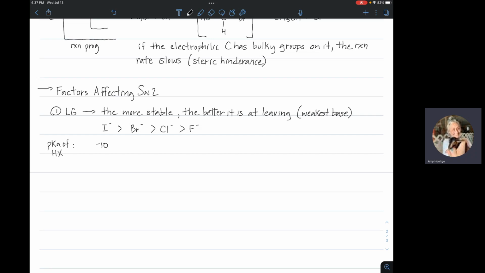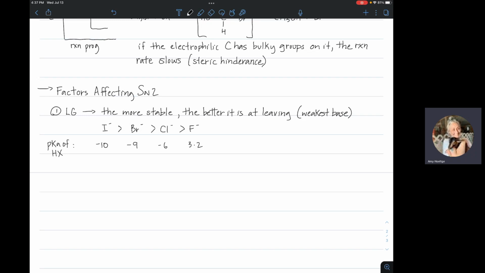Hydroiodic acid, compared to hydrobromic acid with a pKa of -9. So that means that hydrobromic acid is going to be just a little bit weaker, although still a strong acid, but a little bit weaker than hydroiodic acid. That was going to be a little bit stronger than hydrochloric acid. So in other words, then chloride is going to be a little bit stronger of a base than bromide. And then hydrofluoric acid is the weakest acid of all. pKa of that is like 3.2, which means that fluoride is going to be a relatively strong base.